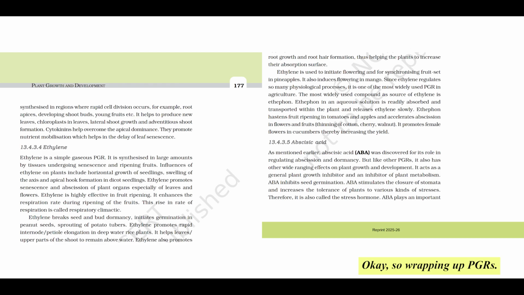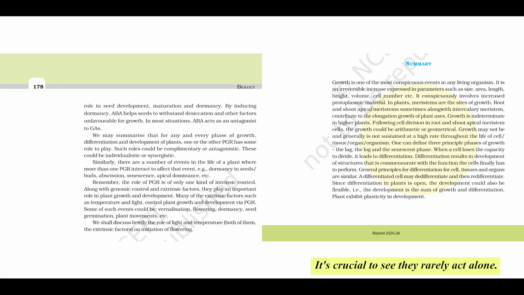Okay, so wrapping up PGRs. It's crucial to see they rarely act alone. The roles can be complementary, working together, or antagonistic, opposing each other. They can be individualistic, one dominates, or synergistic. Combined effect is greater than the sum. Complex interaction. Very. Many events like dormancy, abscission, senescence, apical dominance involve the interplay of more than one PGR.